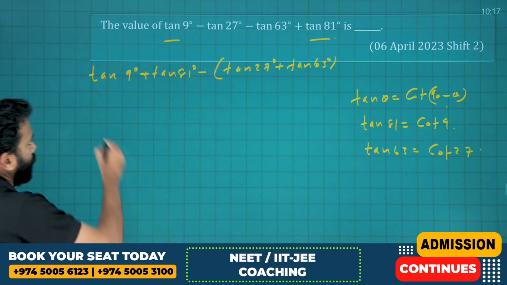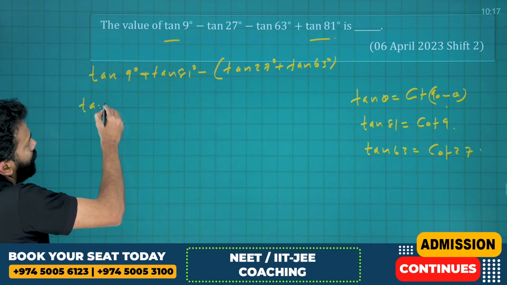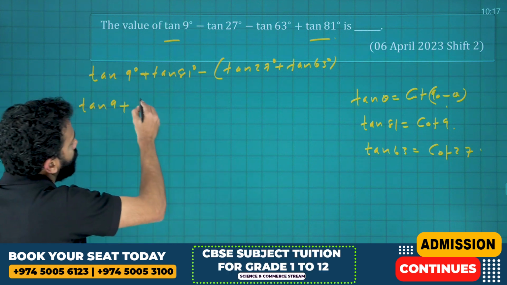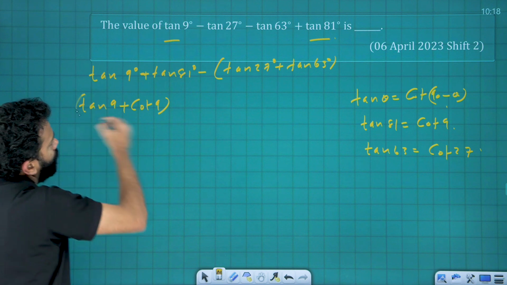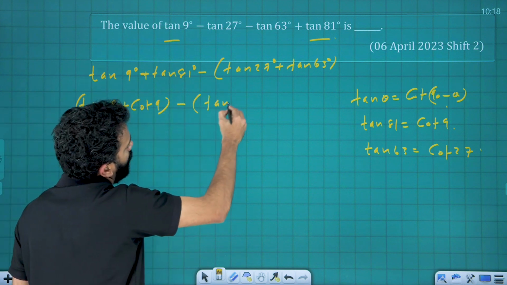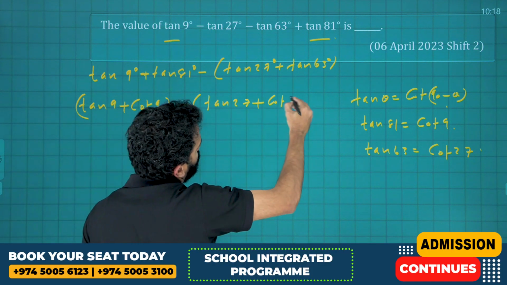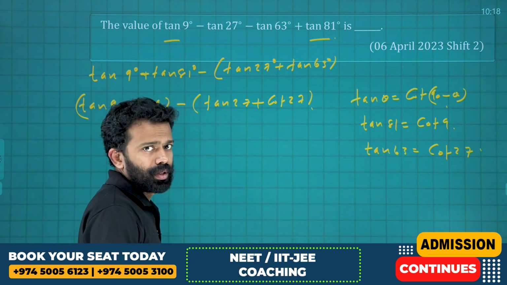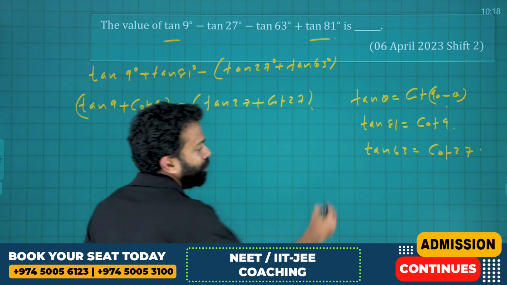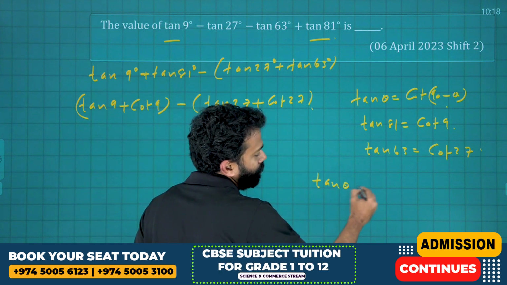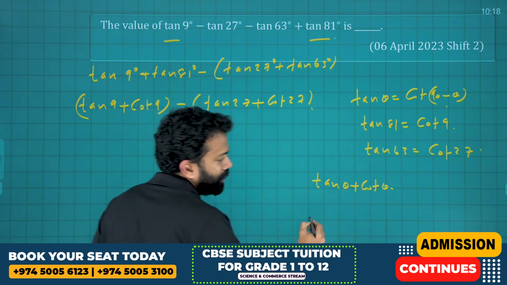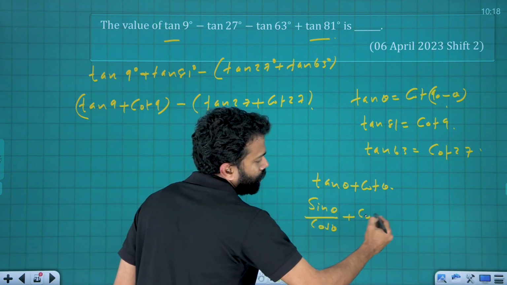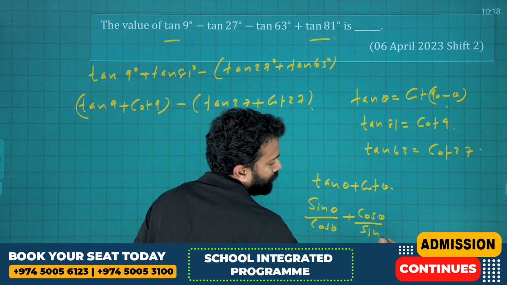So, this will become tan 9 plus cot 9 minus tan 27 plus cot 27. So, do you know what is the value of tan theta plus cot theta? What is the value of tan theta plus cot theta? So, what is tan theta? Sin theta by cos theta. And what is cot theta? Cos theta by sin theta.